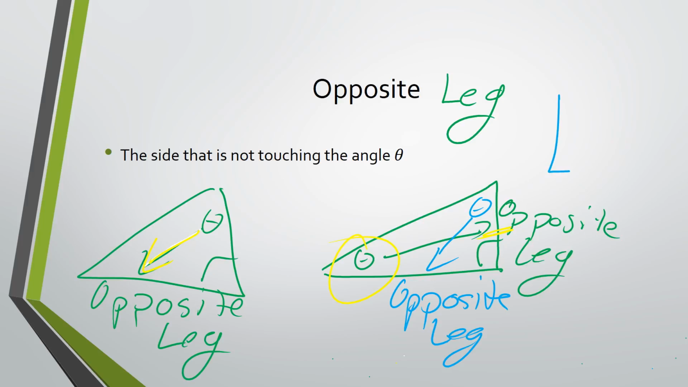So if you had a triangle with a short leg, if theta was up here, then this would be the opposite, which would be the short leg. Or if theta was down here, then it would be the long leg that would be the opposite. So the opposite is always the one not touching the theta. Alright? So it would be easiest just to show it with that.